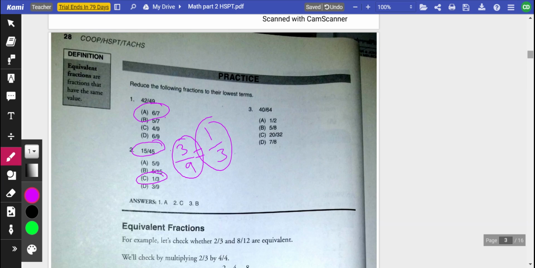Okay, so then this one, we have 40 and 64. We need to find the GCF between these two numbers. 40 I know is 8 times 5, and then I know that 8 times 8 is 64. So if I divide 40 by 8, I get 5, and if I divide 64 by 8, I get 8.